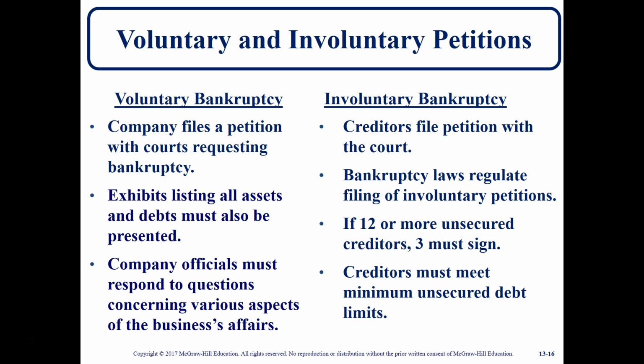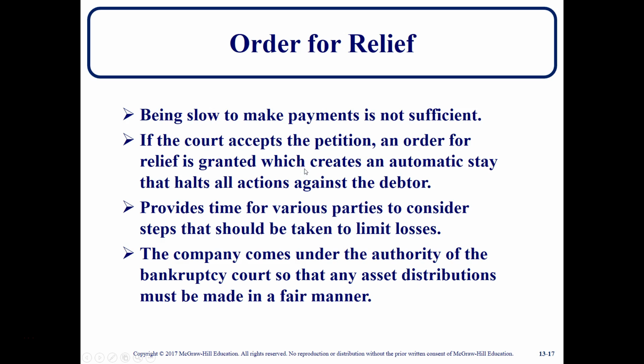Bankruptcy laws regulate the filing of involuntary petitions. If there are 12 or more unsecured creditors, 3 must sign, and creditors must meet minimum unsecured debt limits. Order for relief in bankruptcy. Being slow to make payments is not sufficient.